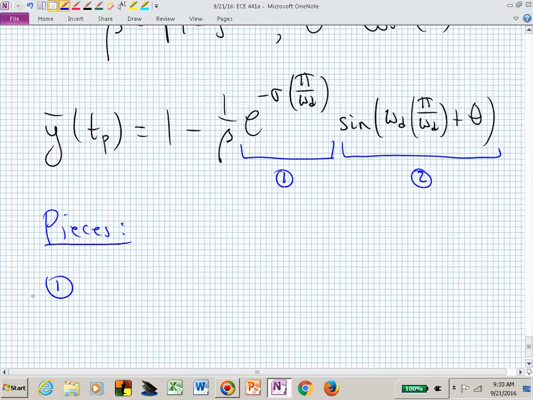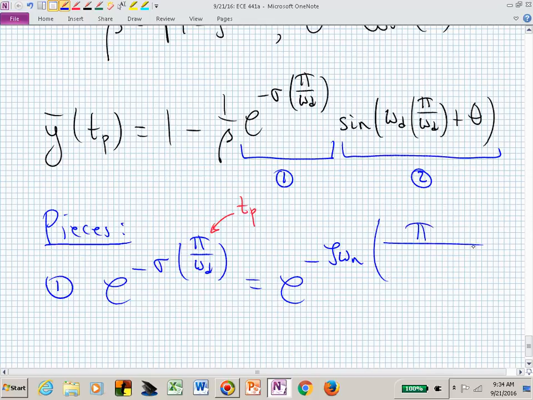What can we see in piece number 1? We have e to the minus sigma pi over omega sub d, where this is simply the parameterized version of the peak time in terms of our damped frequency. But we can now play with that a little bit more. How did we define sigma in terms of the natural frequency? It was zeta omega sub n, wasn't it? So we now have zeta omega sub n, that's sigma, and in parentheses we have pi upstairs, and omega sub d in terms of omega sub n.